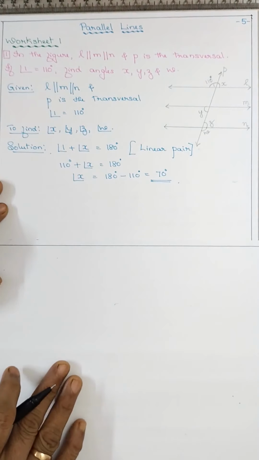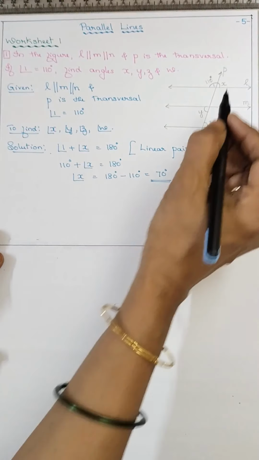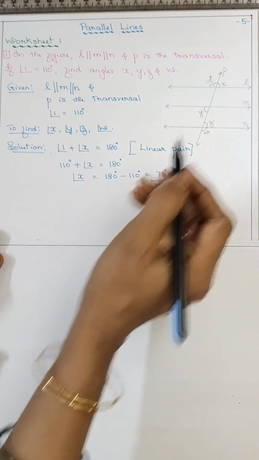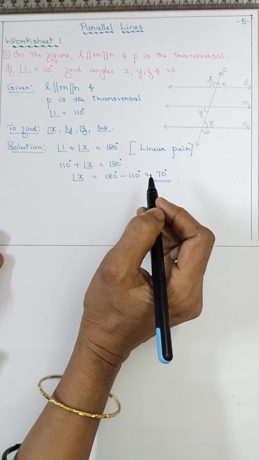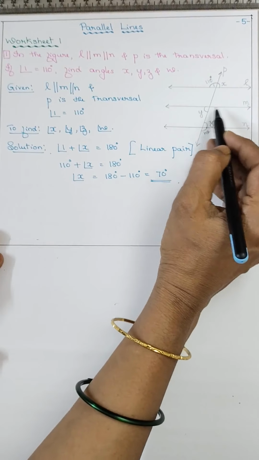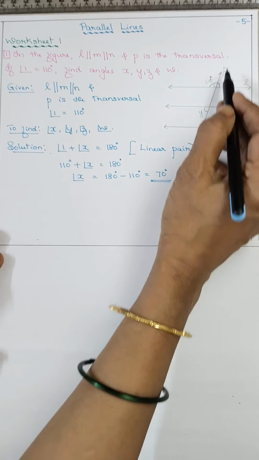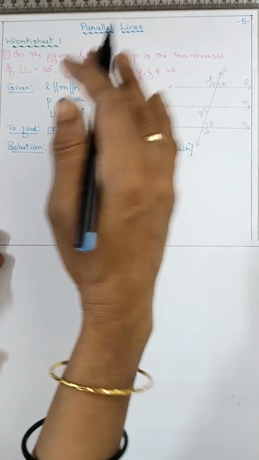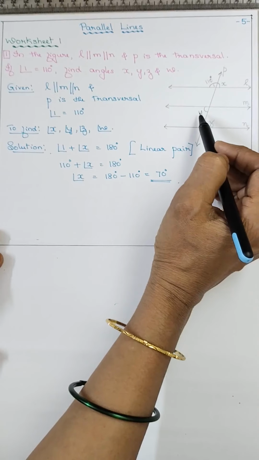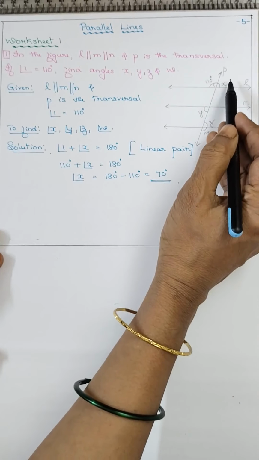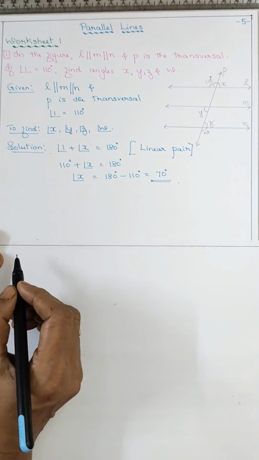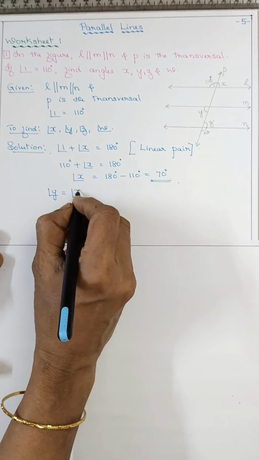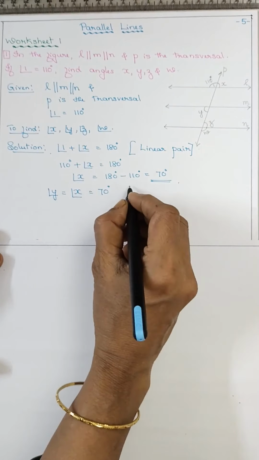You got angle X. Now angle X is equal to angle Y. Angle Y and X are equal. If you take L and M are 2 parallel lines and P is the transversal, on either side of the transversal but both are exterior, alternate exterior angles. Okay, now you write angle Y is equal to angle X is equal to 70 degree.